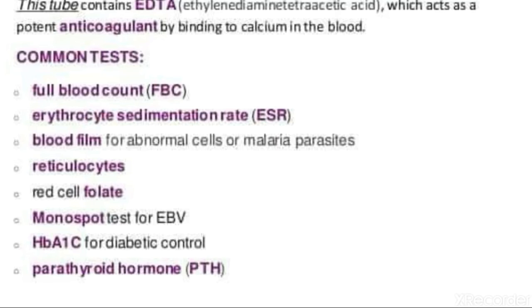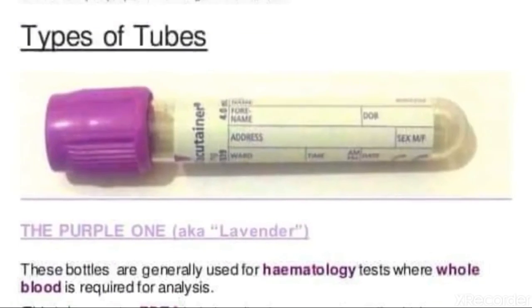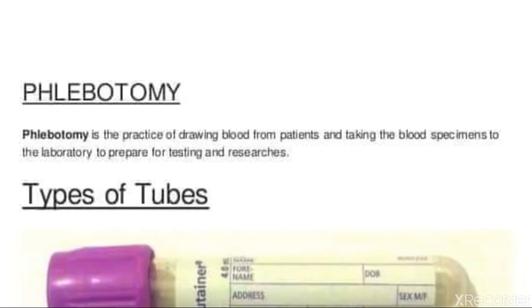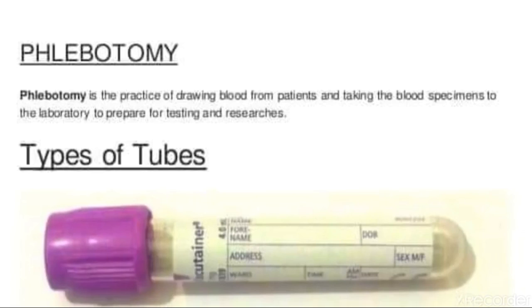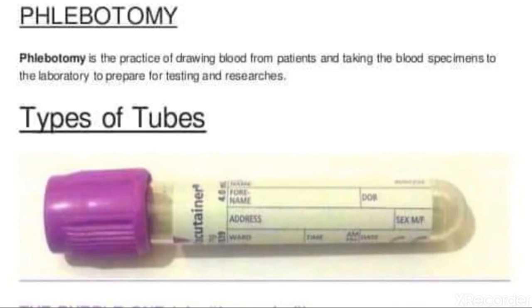So friends, this is very important. You should always remember these are the uses of this lavender color vial. The uses are very important, and you can understand that this requires whole blood. Okay, this requires whole blood, so an anticoagulant will be present in here. And these are the important things which I discussed briefly to you all.